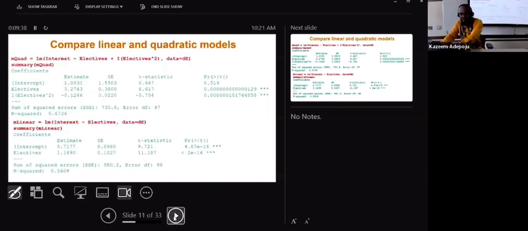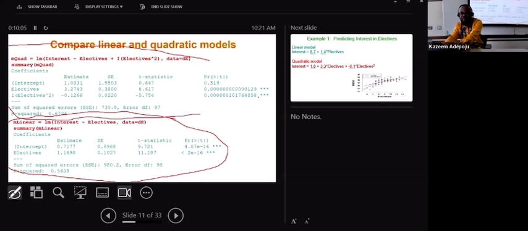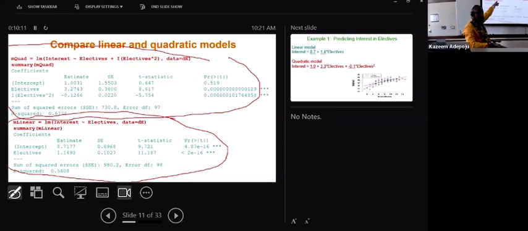Take a look at this. When I run the model for linear, that is the output. What is the R squared? Here, I'm looking at the relationship between interest and electives. I used a linear model. The R squared is 0.5608. And when I incorporate the quadratic term, elective squared, you see that now? The R squared goes to 0.6726, indicating an improvement, right? Take a look at that.